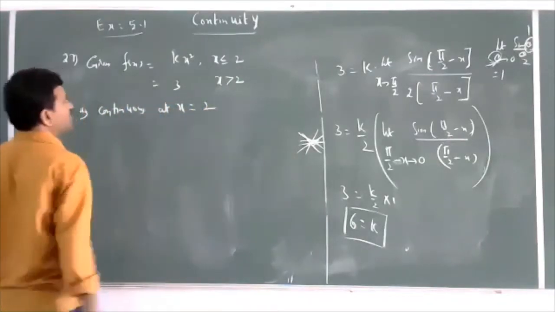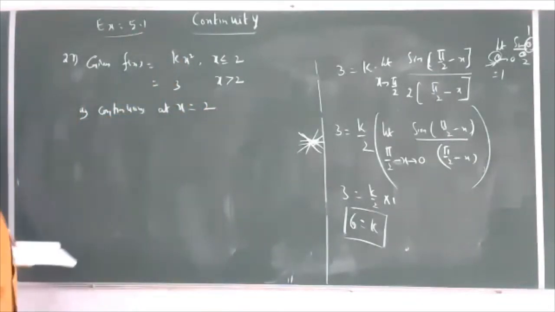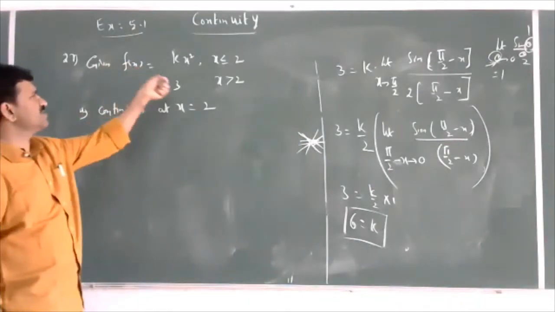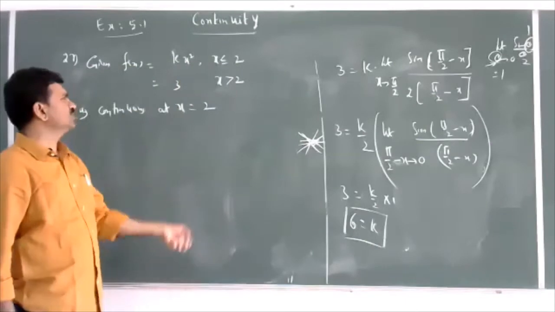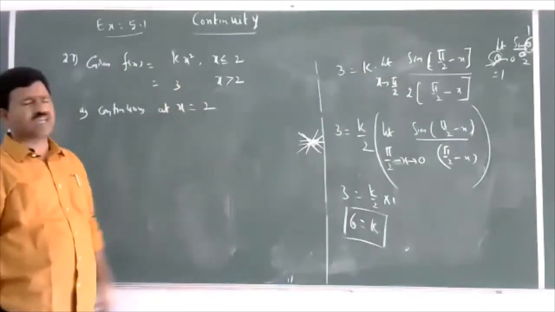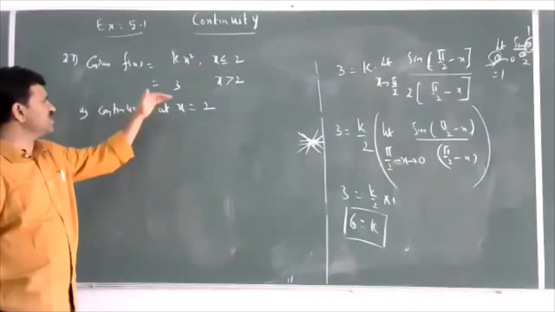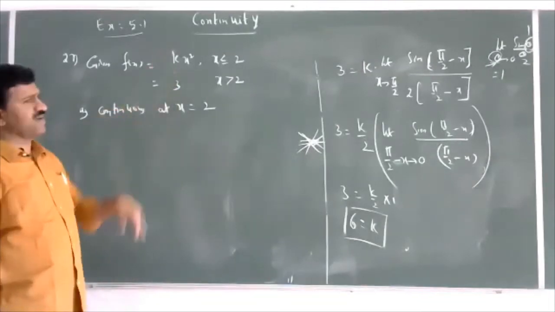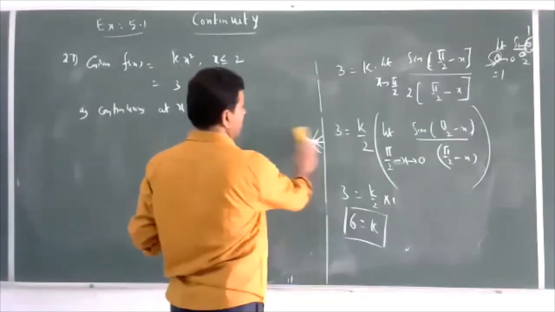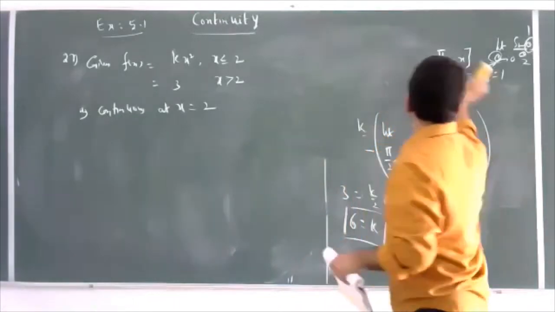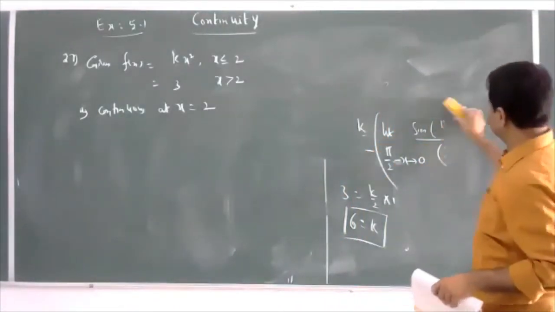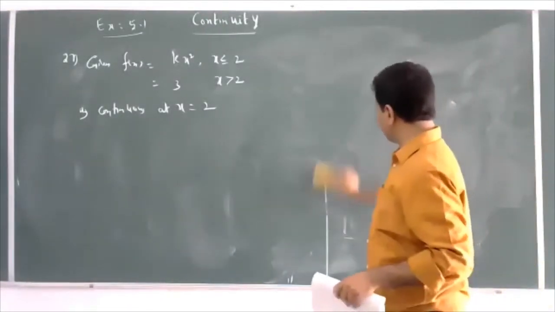This is the question. We have to find this k value. You find the function value, left limit, and right limit. That's all. While equating to 3, we can find the k value.